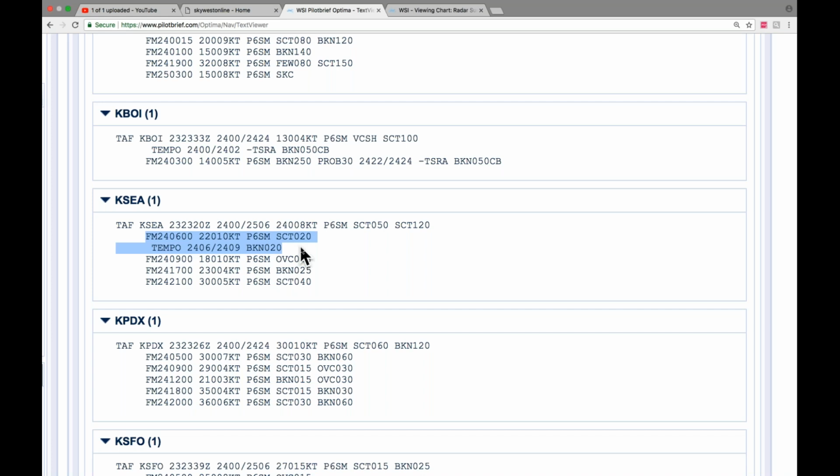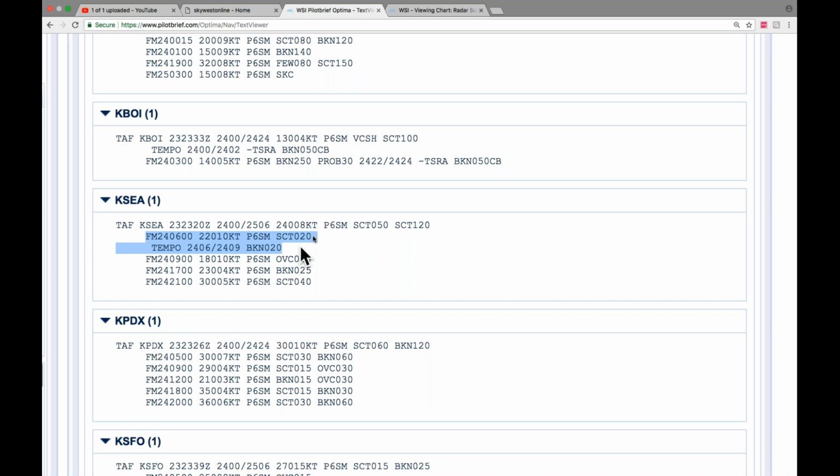I can take a crack at it. So you're just wanting the from that time frame? Yep. So it's on the 24th at 0600 Zulu time. And it's at a heading of 220 at 10 knots and greater than 6 statute miles of visibility with scattered clouds starting at 20,000 feet.